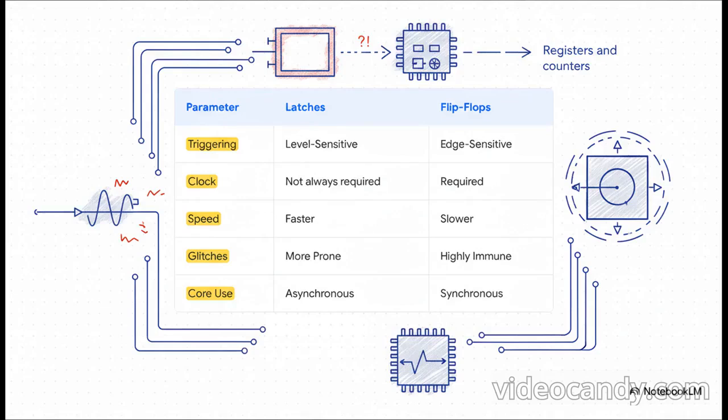Because of this, latches are faster and great for asynchronous systems, circuits that don't have a central clock and just react to things as they happen. The downside, they can be prone to weird glitches. Flip-flops, though, are built for synchronous systems. Think of your computer's CPU, where everything has to happen in perfect time with that master clock. They're a bit slower because they have to wait for the clock edge, but their immunity to glitches makes them the stable, reliable workhorses inside things like registers and counters.